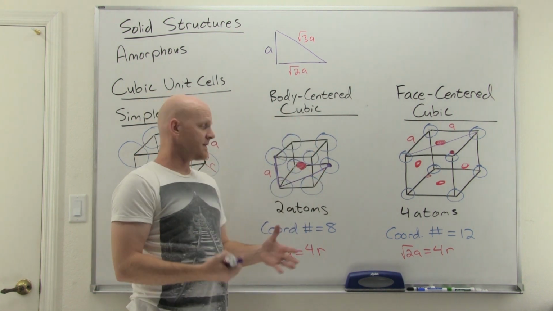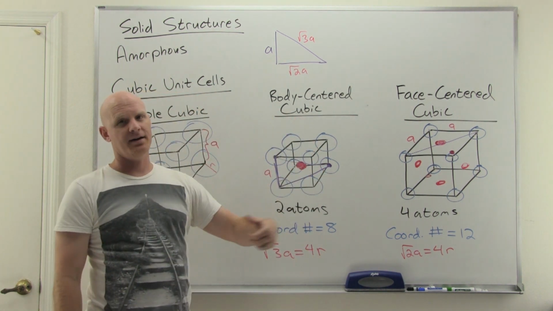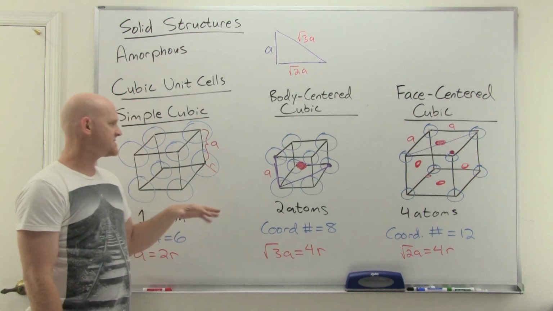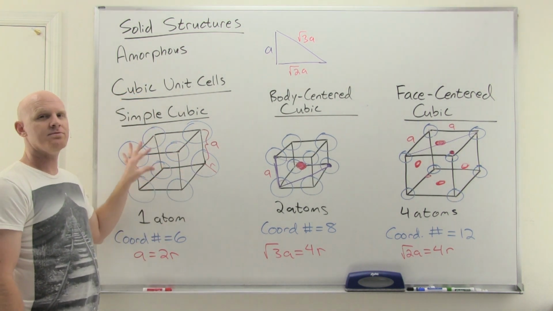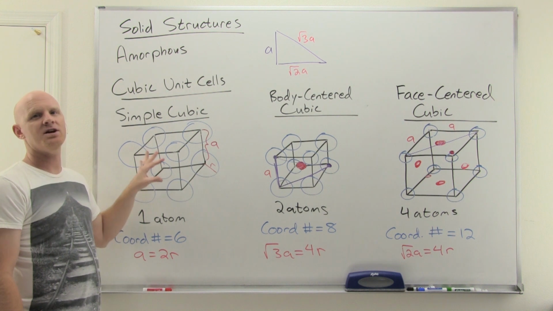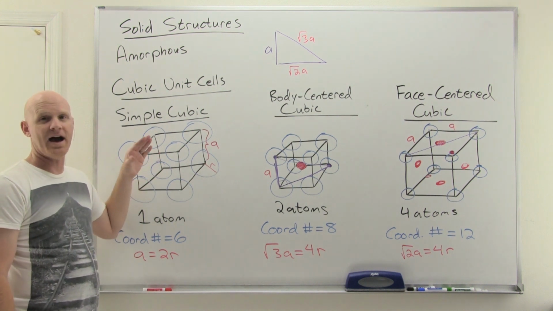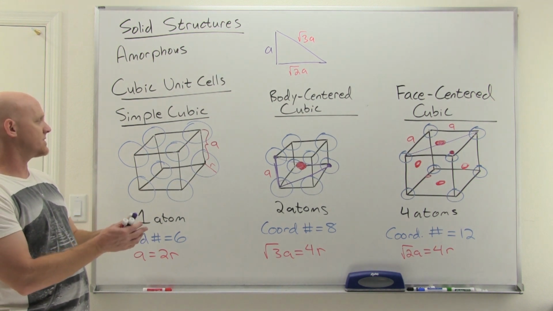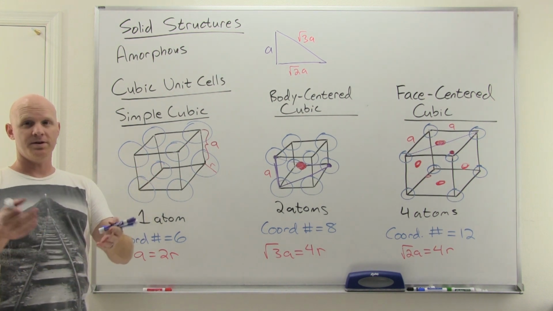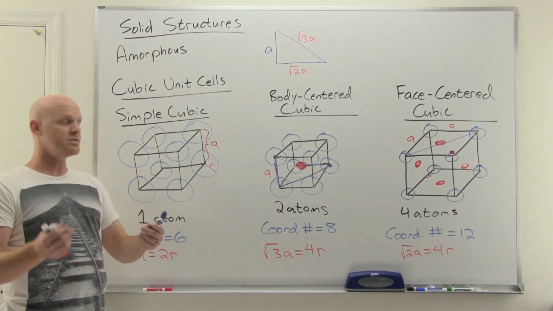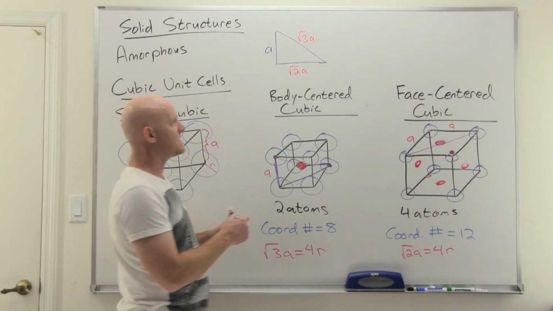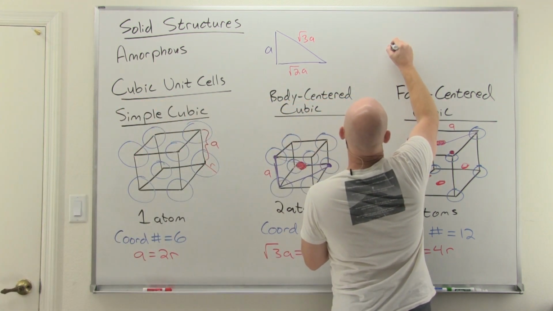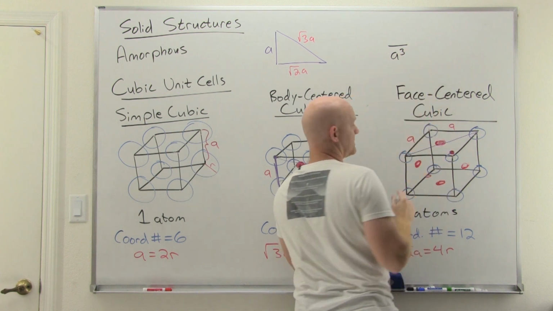Cool. Now, each one of these you could use to determine what we call the packing efficiency. The packing efficiency is just a measure of the entire volume of the cube, what fraction of that volume is actually atoms relative to empty space? So in terms of simple cubic here, you've got to know that the volume of a cube is side length cubed. So in this case, A cubed. And so packing efficiency is always going to be over A cubed.